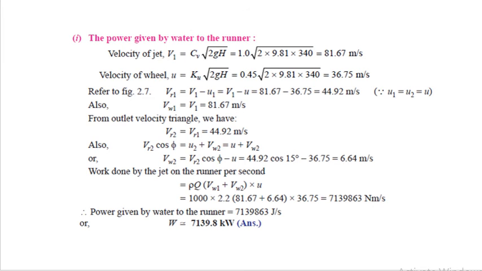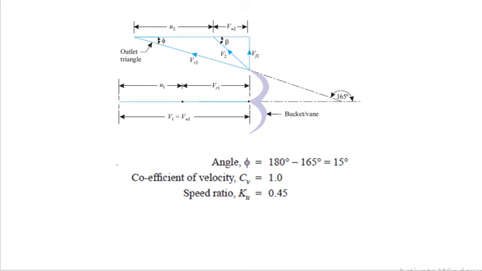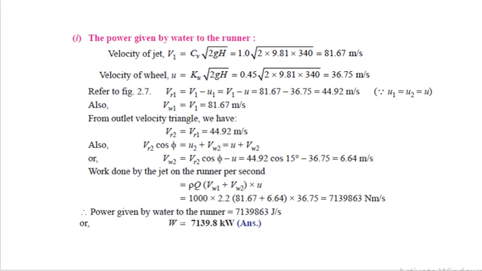Now we will go to the outlet velocity triangle. VR2 is equal to VR1 because of the condition of an impulse turbine, that is 44.92 meter per second. So you can calculate VW2. VW2 is equal to VR2 cos phi minus U2. With the help of this formula, you can calculate VW2. The value of VW2 is 6.64 meter per second.